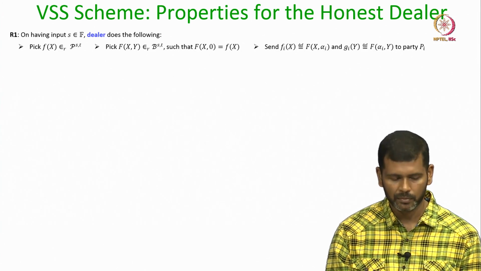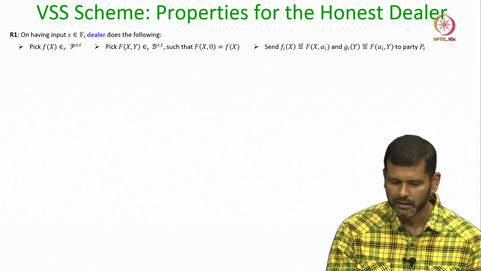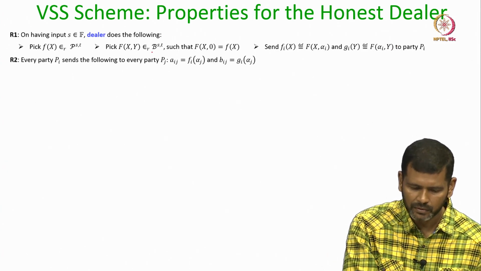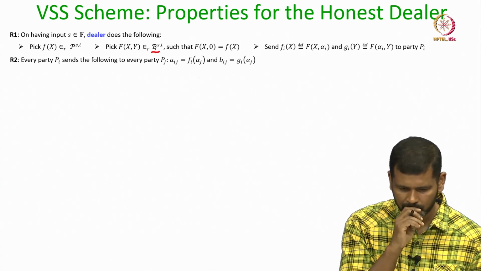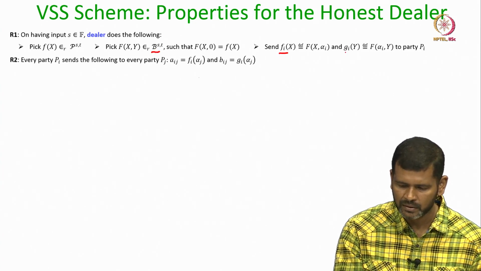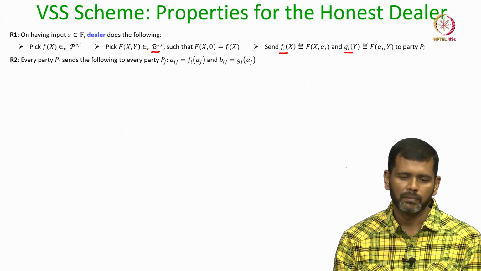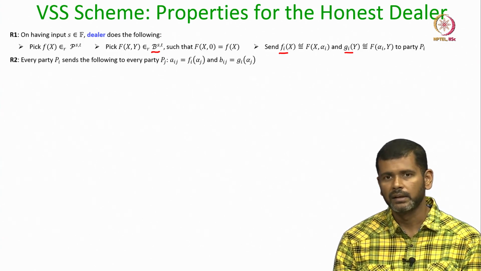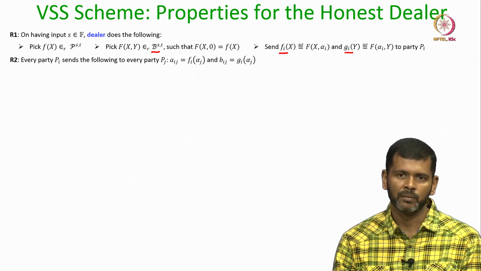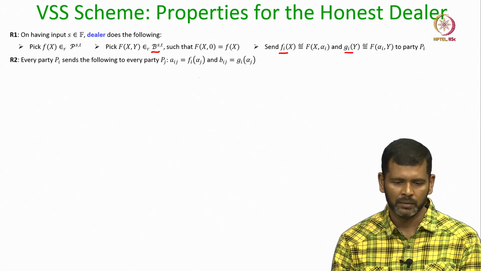So, it is a 5 round protocol where in the first round the dealer picks a random bivariate polynomial of degree t whose constant term is the secret s, and then it distributes the row and column polynomials to the respective parties, and then in the rest of the protocol the parties interact and publicly verify whether the dealer has distributed consistent row and column polynomials lying on a single t degree bivariate polynomial.